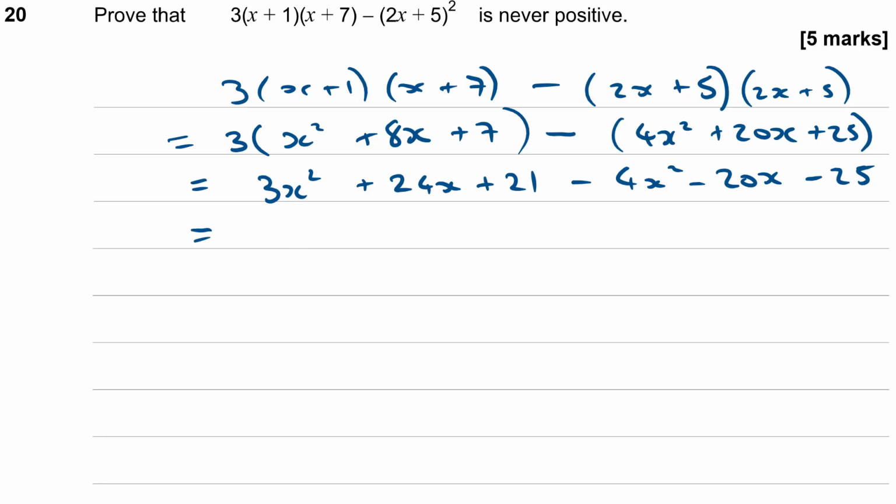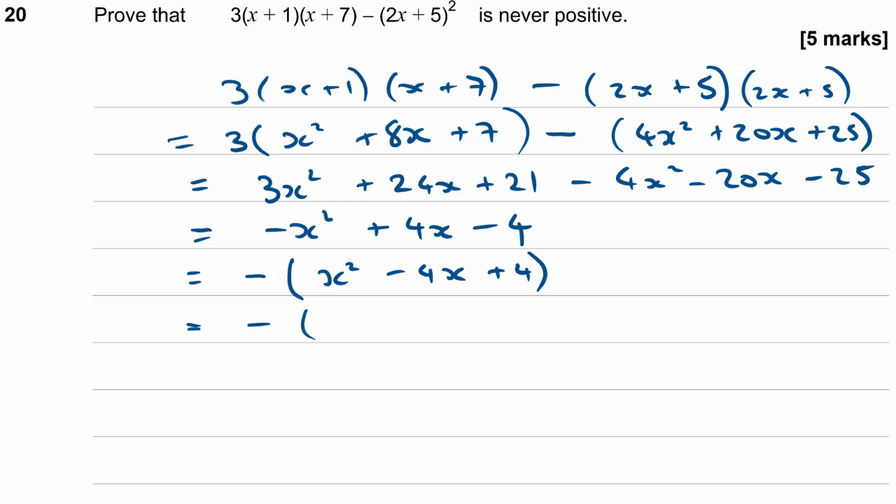3x squared take away 4x squared is minus x squared. 24x take away 20x is plus 4x, and 21 take away 25 is minus 4. Okay, now we're going to try and see if we can factorize this, but let's just take out a minus sign first to make it a bit easier for ourselves. It's a bit difficult to factorize with a negative x squared, so I'm going to just remove a minus sign from each of the terms and put it at the front.